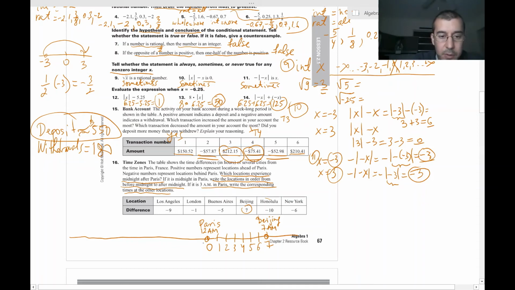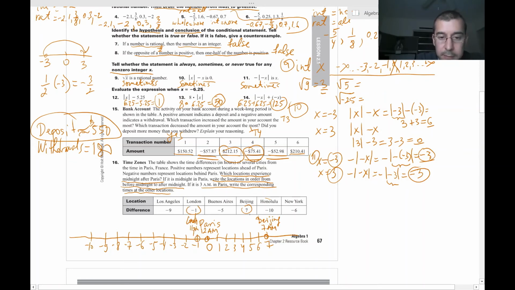Then let's plot the negative numbers. The negative numbers are to the left on the number line. So we have -1, -2, -3, -4, -5, -6, -7, -8, -9, and then -10. -1 is London, so this is London here. So this is midnight, this is 11 p.m. at London. It's 1 hour behind, -1 hour.